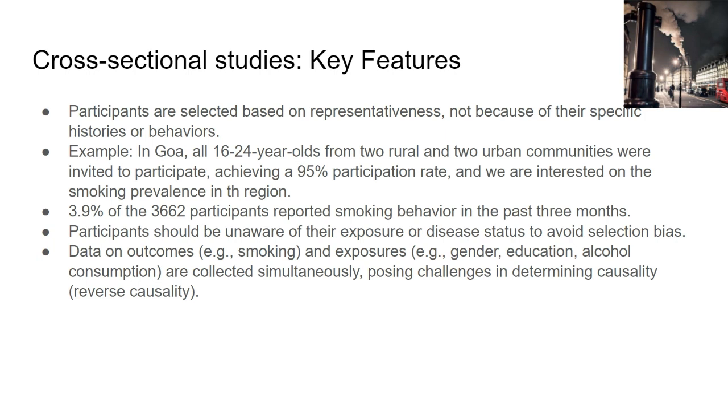To avoid selection bias, participants should be unaware of their exposure or disease status. Data on outcomes, such as smoking, and exposures, such as gender, education, and alcohol consumption, are collected simultaneously, making it difficult to determine causality, reverse causality.